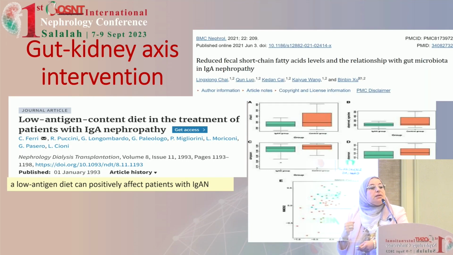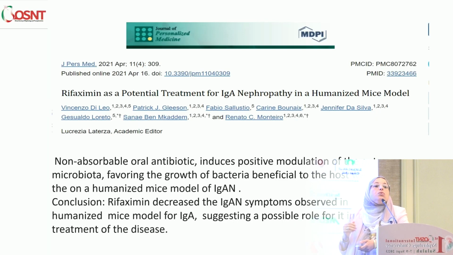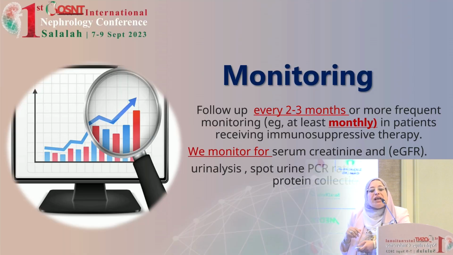And another thing, the presence of reduced short-chain fatty acids. Short-chain fatty acids in the gut mean that there is a predilection of some microbiota. So they found it lower in patients with IgA nephropathy compared to the control. And also the use of some antibiotic, polymyxin, will decrease the IgA, but this is on animal study.